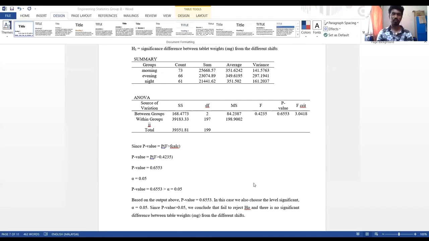As the question asks, is there any significant difference between the 3 shifts? My answer is there's no change. It's all the same. There's no significant change. So to prove that, this is the conclusion over here, and that's all from my part.